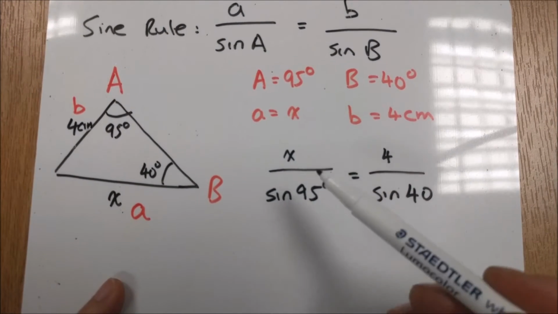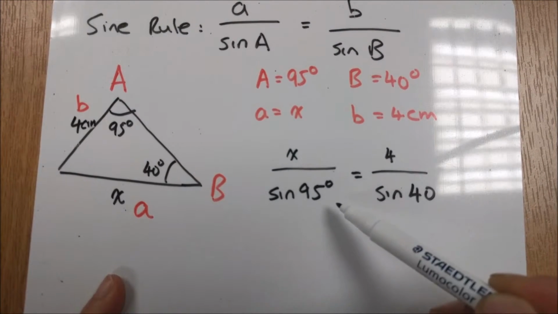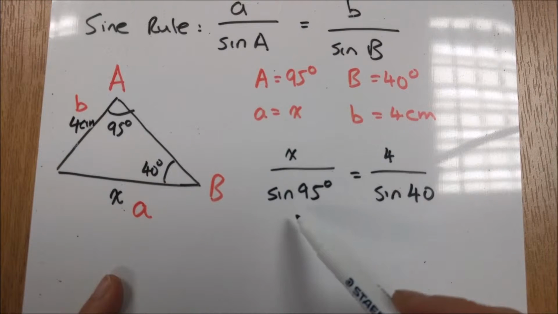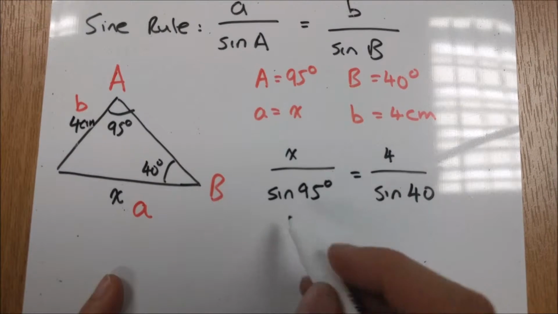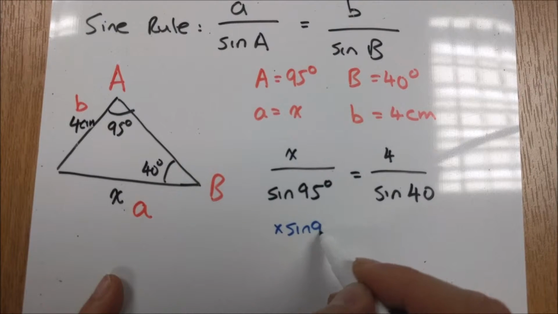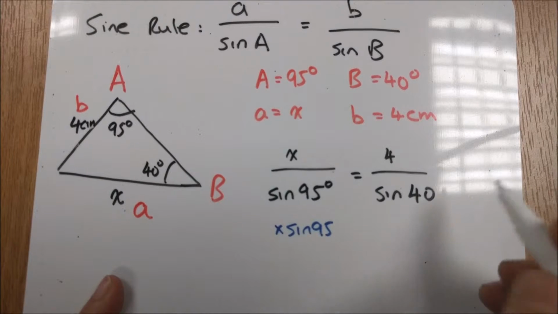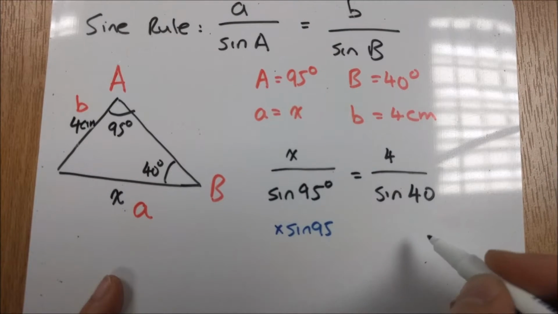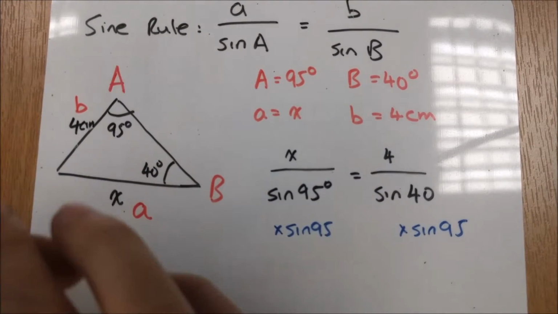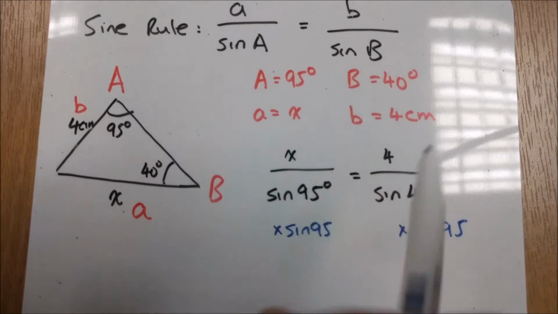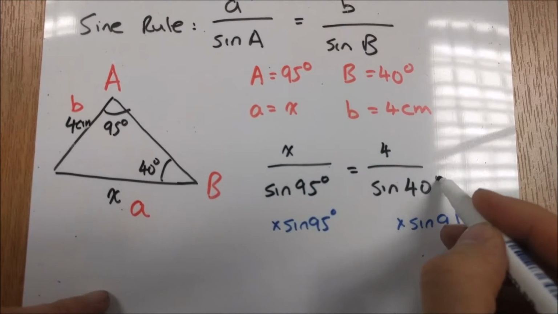To solve this equation, I need to get x by itself. To get x by itself, I need to remove sine 95 from the left-hand side. To remove a divide by sine 95, I do the opposite operation. The opposite operation of divided by sine 95 is times by sine 95. Equal sign means that whatever I do to the left-hand side, I have to do to the right-hand side. So because I'm timesing the left-hand side by sine 95, I have to do the same to the right-hand side. I should note these are all in degrees, so it's 95 degrees and 40 degrees.